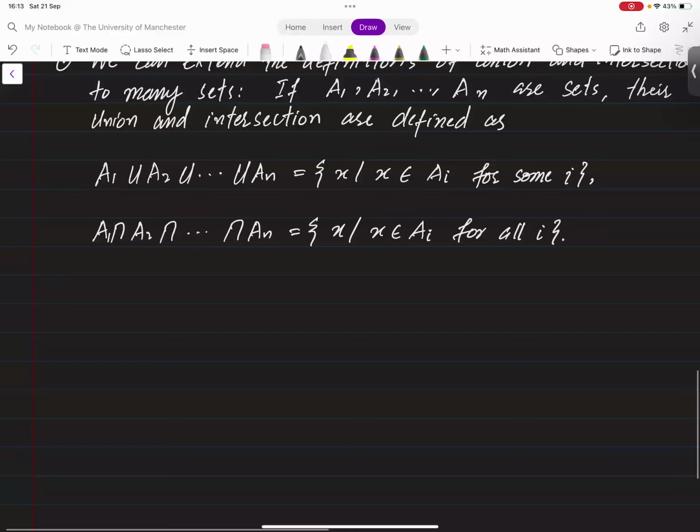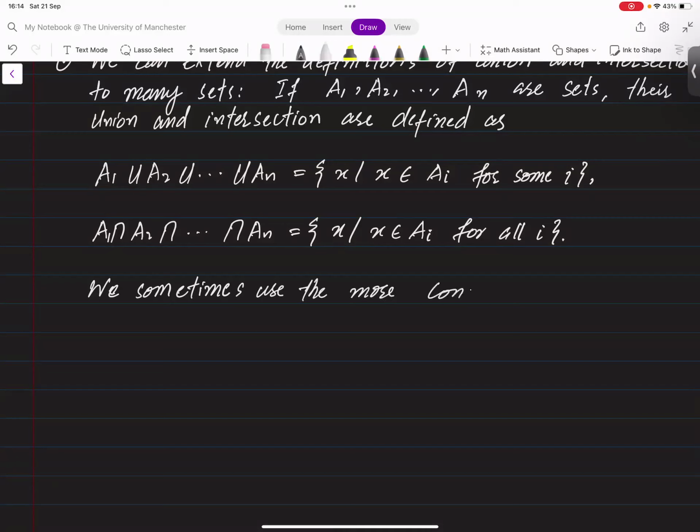We can give this a very concise notation. So we sometimes use the more concise notation.